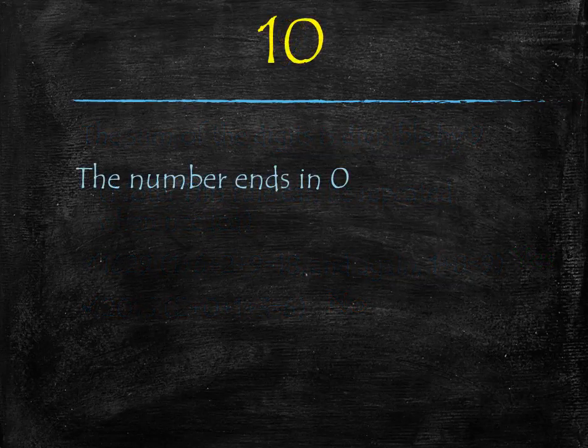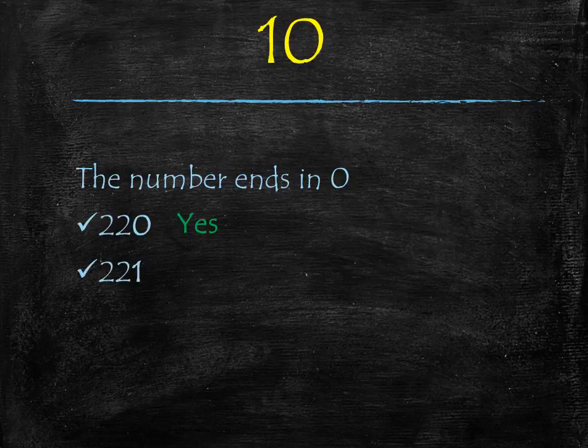Next is 10. This is the easiest of all. If the last digit is 0, then that number is divisible by 10. For example, 220, yes. 221, no.